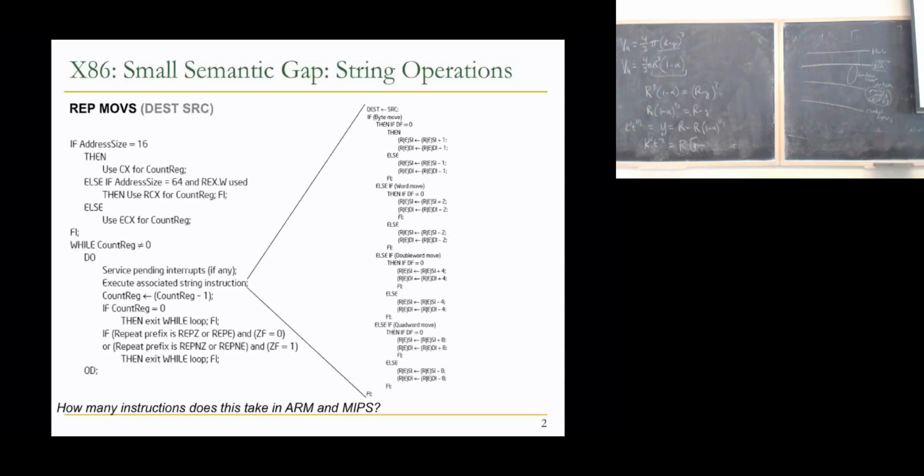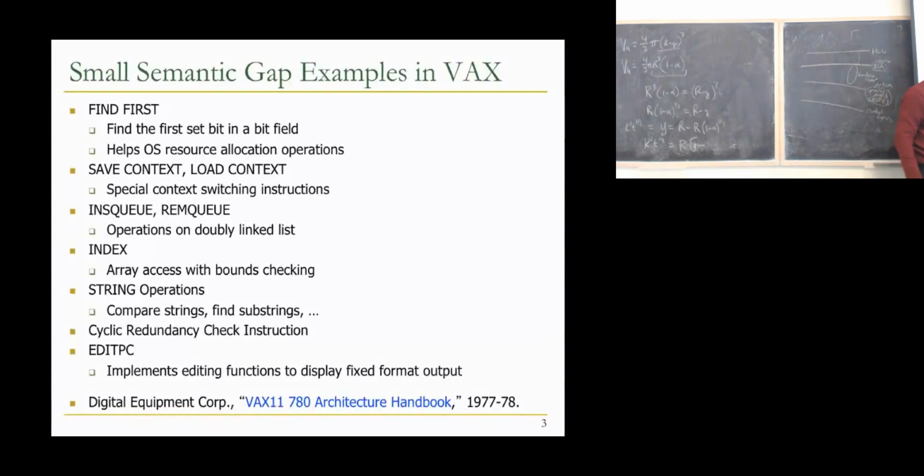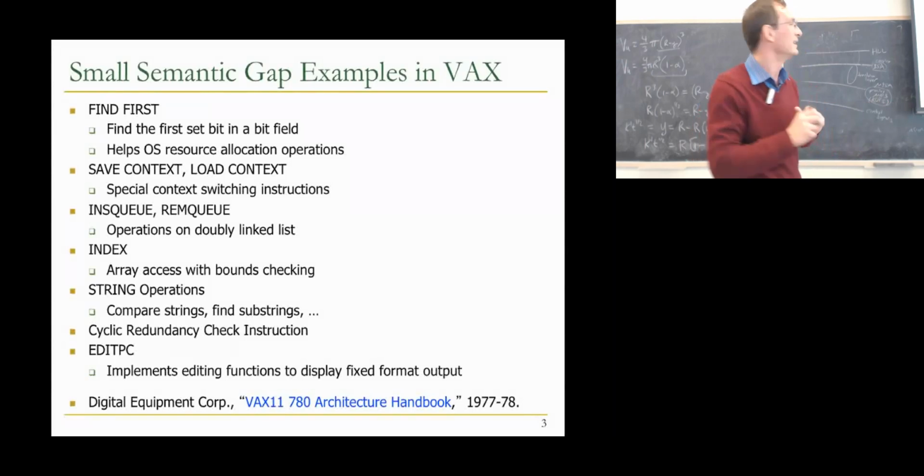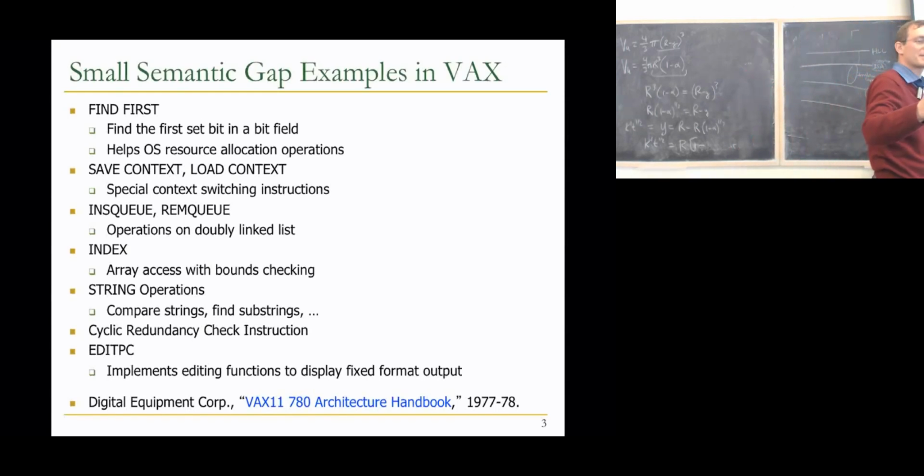Okay, there are other examples, and I would encourage you to read this VAX 11 780 architecture handbook. This is perhaps the most complex architecture that was ever designed. And I'll give you just some examples very quickly. Find first, we've talked about, find the first set bit in a bit field. And we talked about how it helps OS resource allocation, right? If you have a resource that has multiple instances, if all of the bits are set, that means that all of the instances of that resource are available, right? Basically, to figure out which one to allocate, you can try to find the first set bit in that bit field.